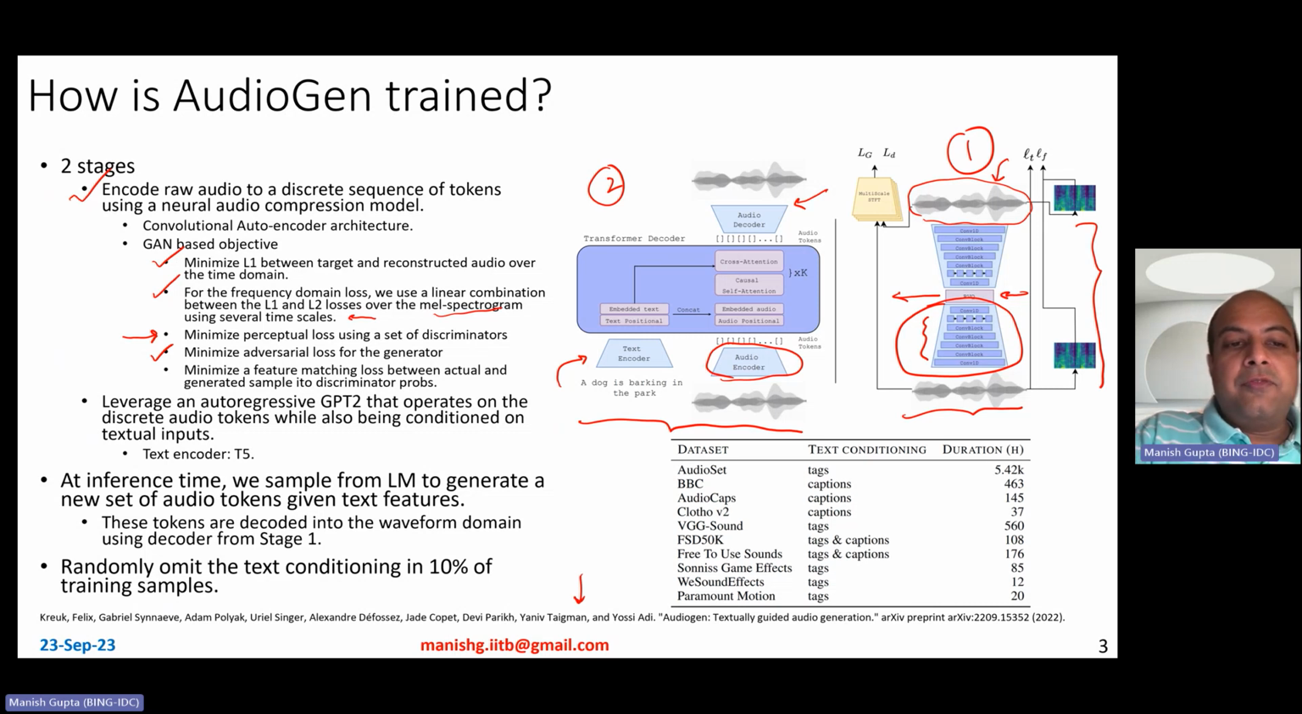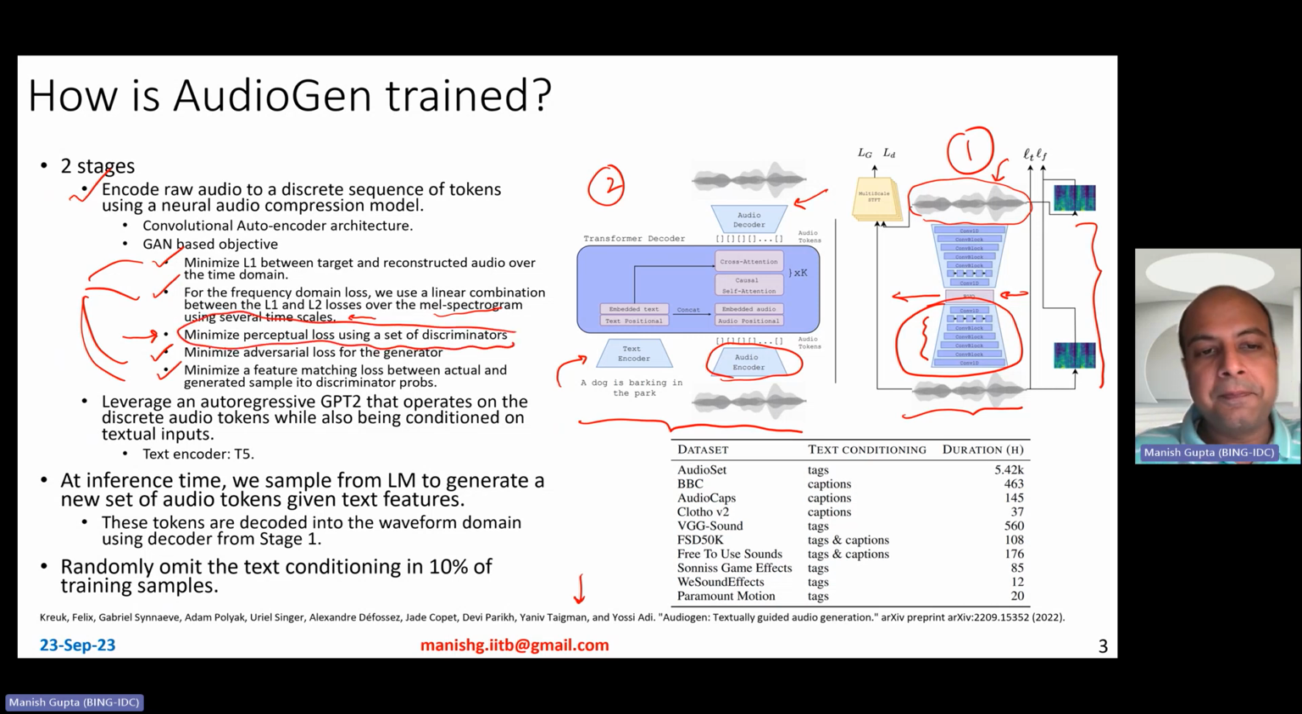Lastly, they also have a feature matching loss between the actual and generated sample in terms of discriminator probabilities. So you have discriminators at different scales. If you have the actual audio and the reconstructed audio, the features or the prediction probabilities from those discriminators, the distribution should match as much as possible. So for the generator, effectively, they have these 4 different loss functions, while for the discriminator, they have the typical perceptual loss minimization kind of loss function.